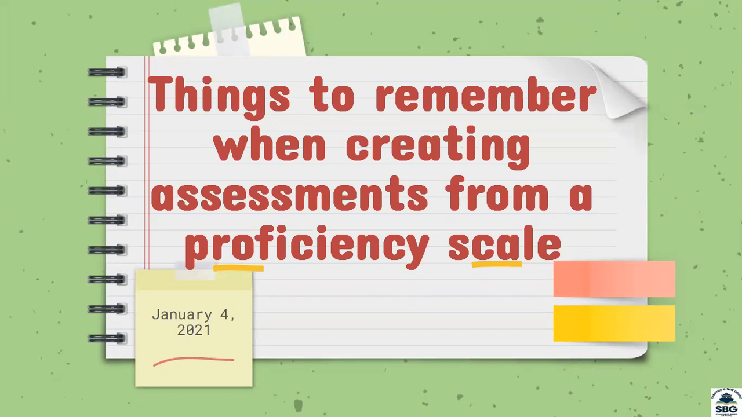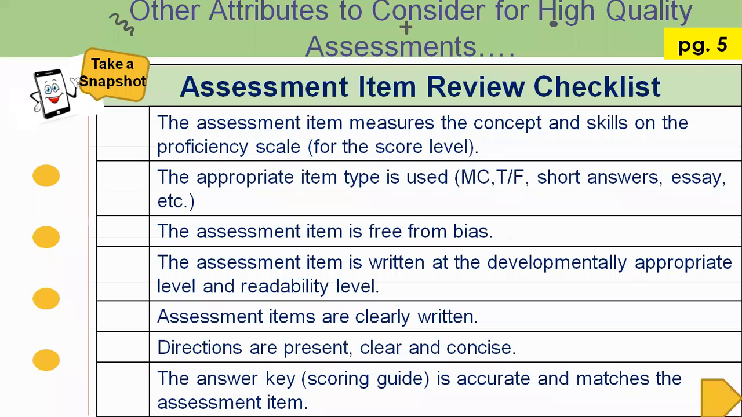Things to remember when creating assessments from a proficiency scale. In front of you is the assessment item review checklist that you will use to create your obtrusive, unobtrusive, or student-generated classroom assessments. It has been modified from Jan Ho's recent book on how to develop proficiency scales. It is not an exhaustive list. However, when you are creating an SBG assessment, these are the criteria your assessment items should have.